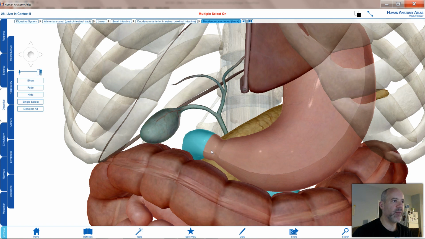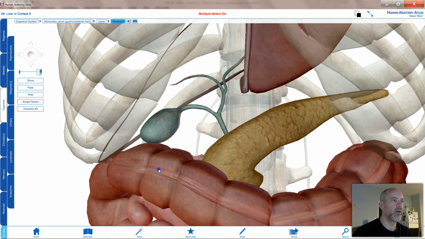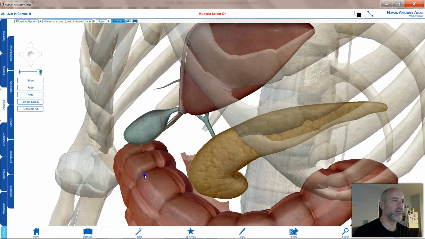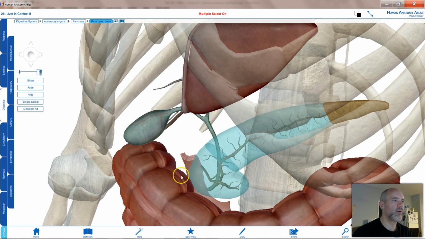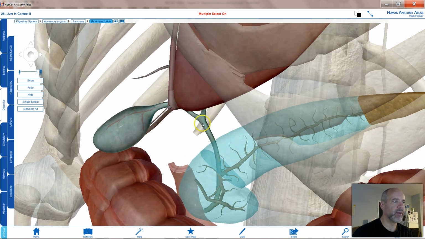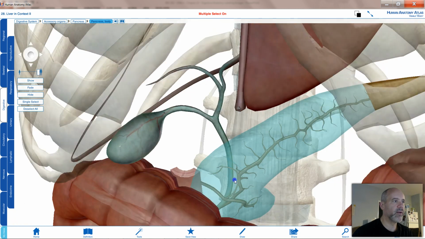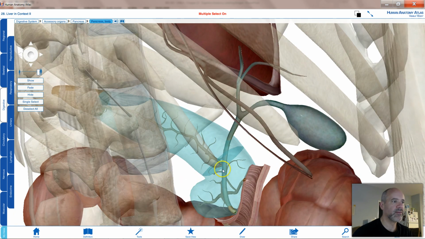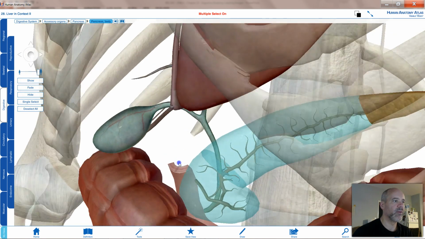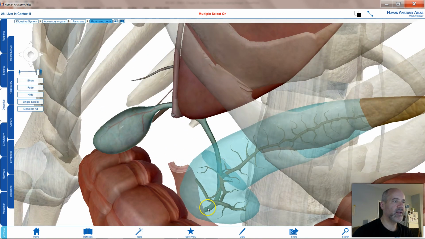All right, then where does that common bile duct go? Let me hide the stomach. And I actually want to show, let me fade the pancreas so you can see what's going on inside the pancreas in here. So kind of follow along with the cursor. There's your common bile duct, and it's traveling. If we rotate around, you can see it's actually inside the pancreas, passing through the pancreas, and it leads to a structure.